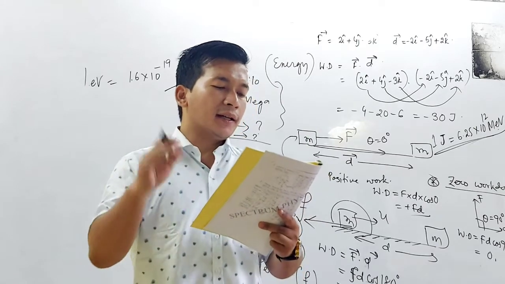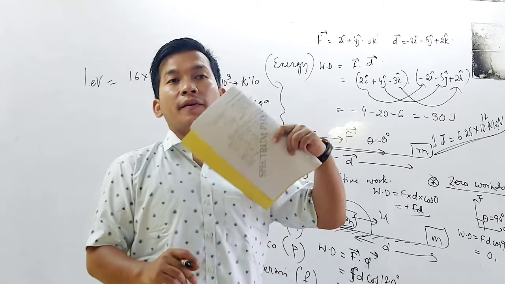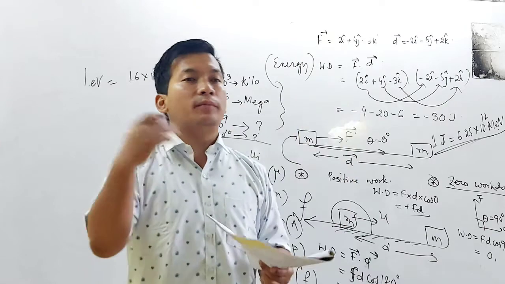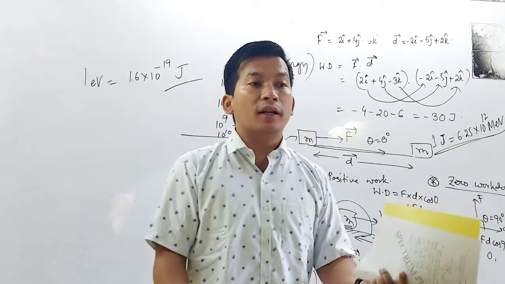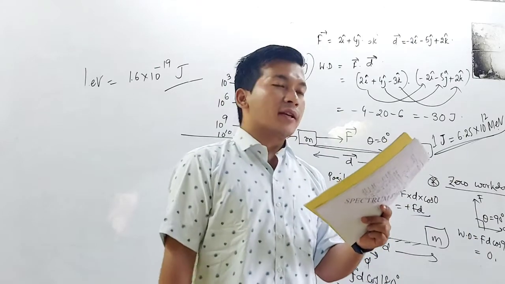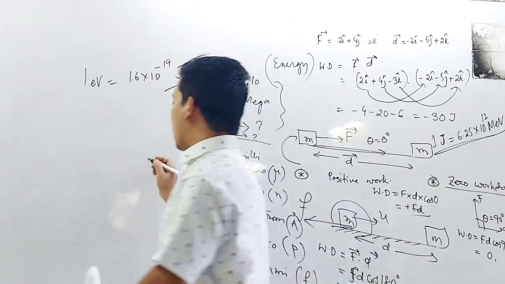What are the two different types of energy? Kinetic energy and potential energy. The energy possessed by a moving object will be kinetic energy. The energy possessed due to position will be known as potential energy.